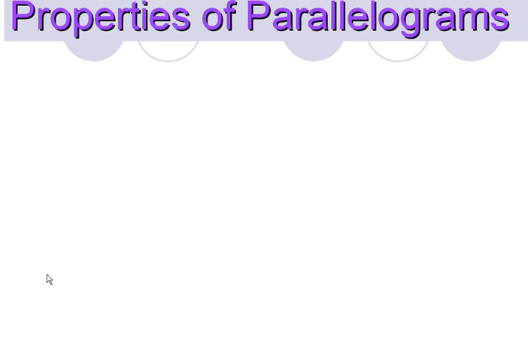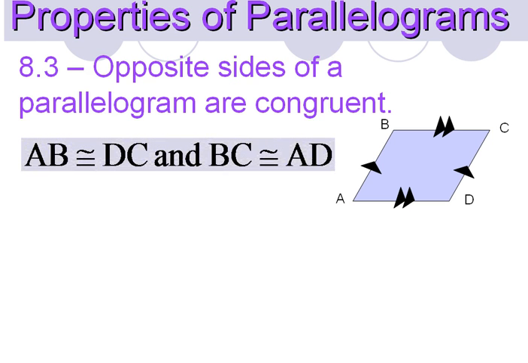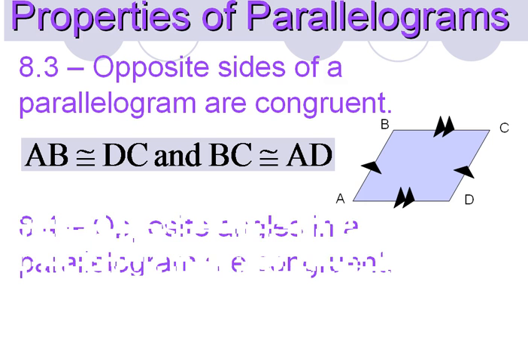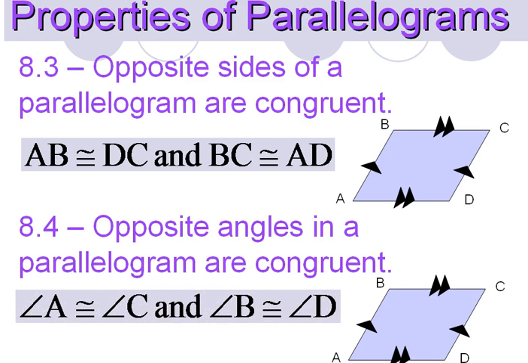Properties of parallelograms, and there are quite a few of them. 8.3, opposite sides of a parallelogram are congruent. This picture shows that. Right here we have a parallelogram, and AB is congruent to DC and BC is congruent to AD. 8.4, opposite angles in a parallelogram are congruent. Angle A is congruent to angle C, angle B is congruent to angle D, and notice they are opposite each other.